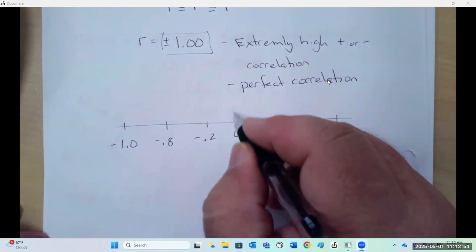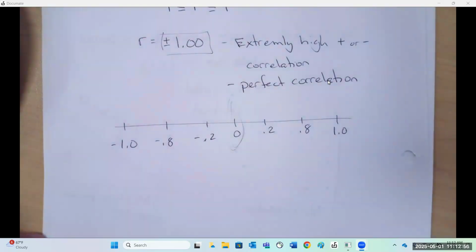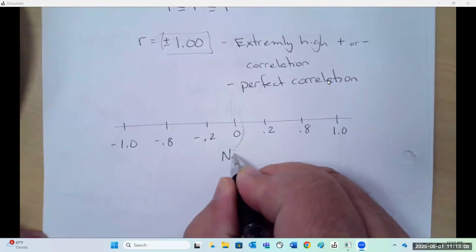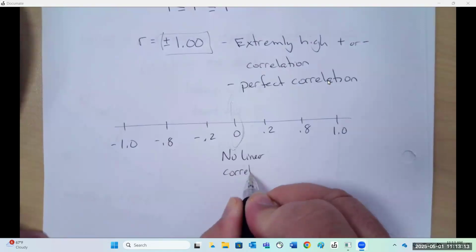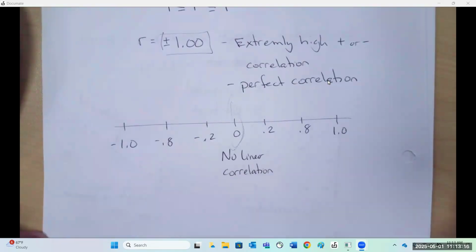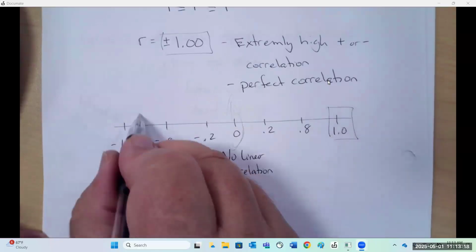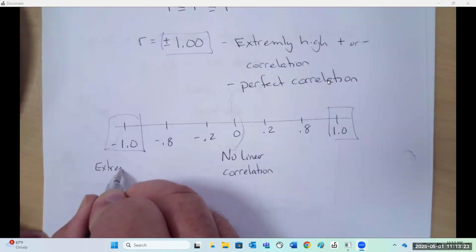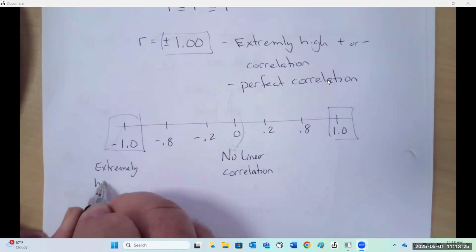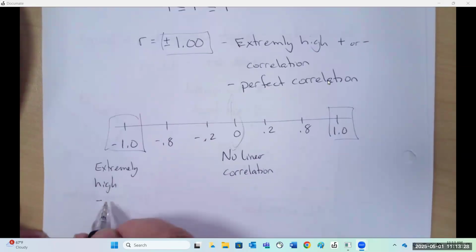at 0, there's no linear correlation between the data. I mean, you can't use X to predict anything. There's absolutely no linear correlation. And at the extremes, at -1 and +1, it's an extremely high positive or negative correlation.